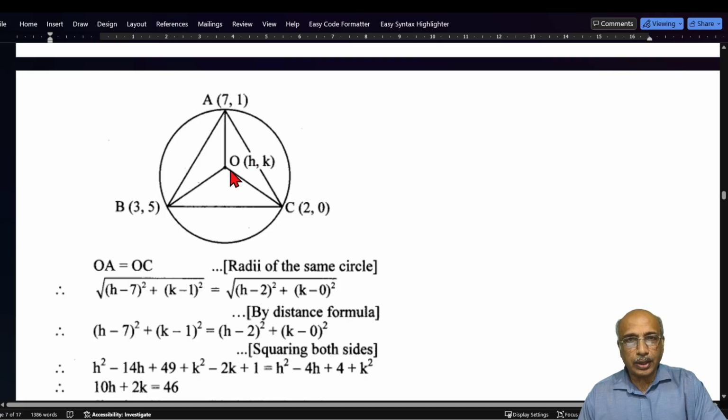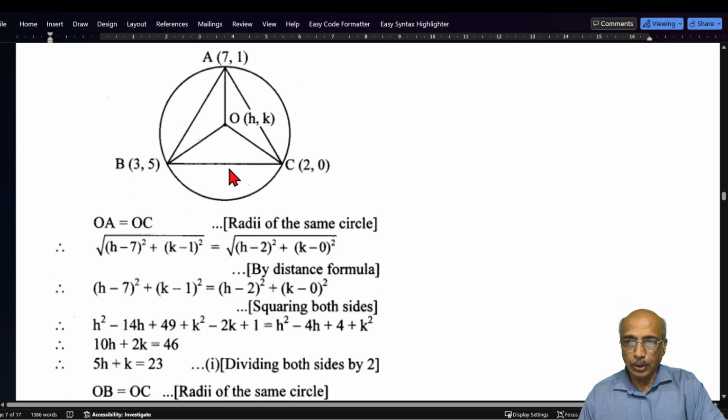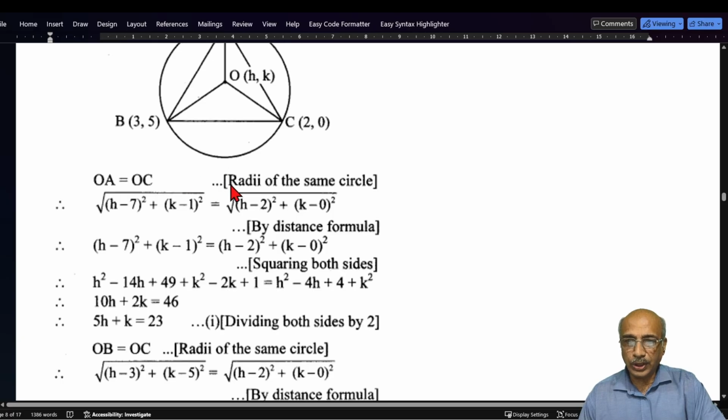How do you get the circumcircle if you know the circumcenter? When we bisect the given sides of a triangle, OA equals OB equals OC. When the three vertices are equidistant from O, then we can draw a circumcircle. So here OA equals OC, radii of the same circle.